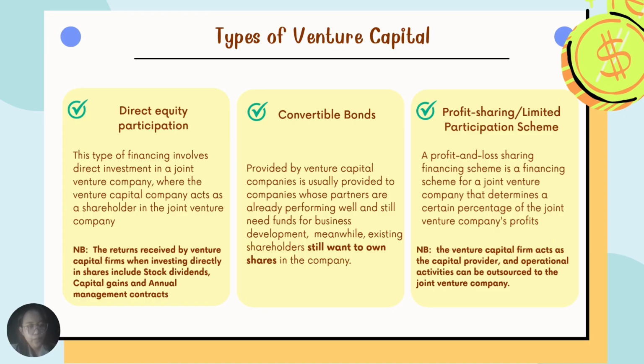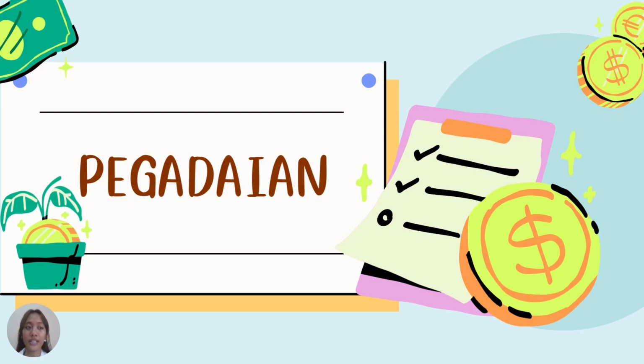That's all about my material. The next material will be presented by my friend. My name is Alita. My episode number is 7, and I would like to explain about Pegadaian.